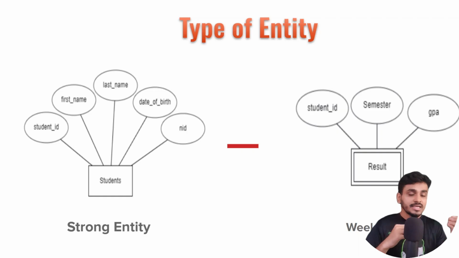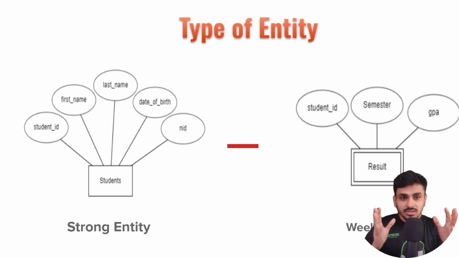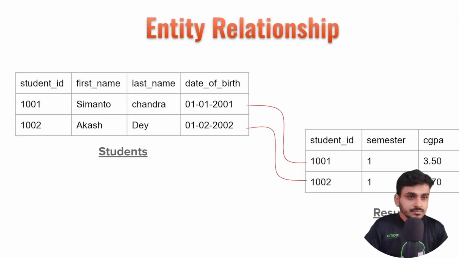Like this, a weak entity is nothing without a strong entity. Here you can see the relationship between student and result. Every single row is an object, as you know very well, and here it's a weak entity, and it's an object of this entity. These two are objects of this entity.